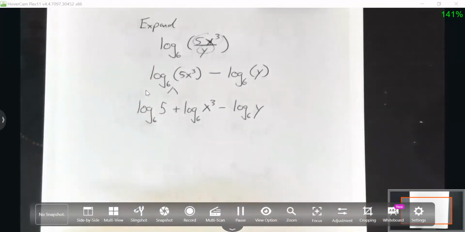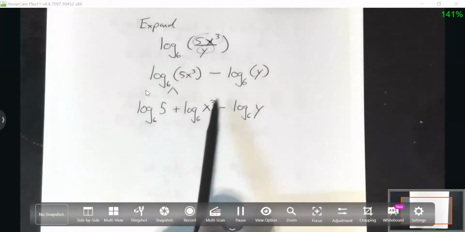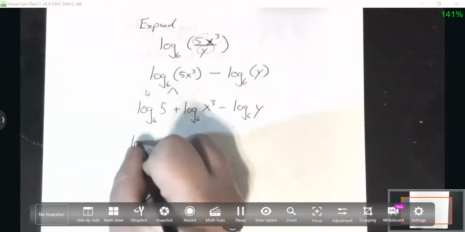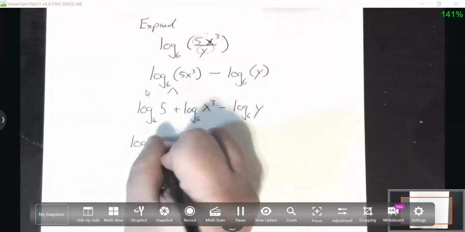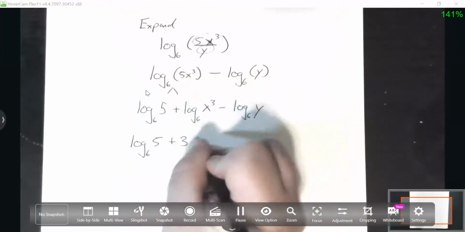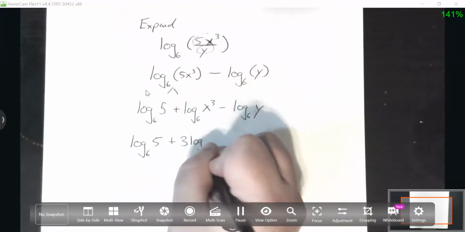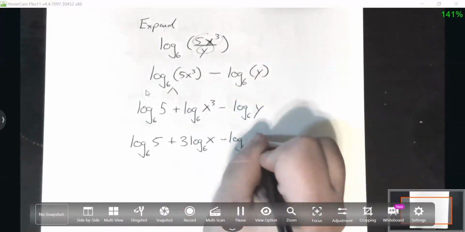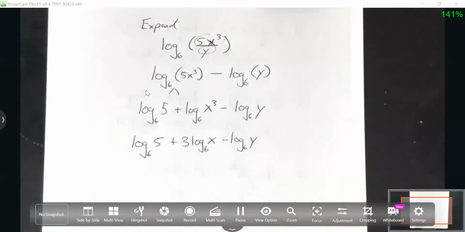All right, this is almost done. We have one more that we can change. This x cubed here, the cubed part by property 3 can come down in front. So as our final answer here, we'll have log base 6 of 5 plus 3 log base 6 of x minus log base 6 of y. This would be fully expanded. We've taken it, we've broken it all apart, we've split everything up.